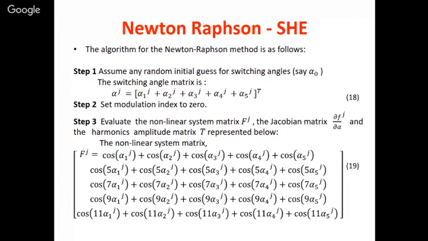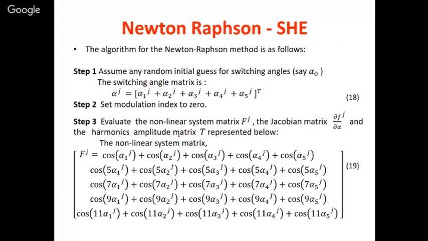One of the disadvantages of this Newton-Raphson method is that if the initial guess is not very close to your answer, it will take a very long time and sometimes give a wrong answer also. That is a disadvantage. That's why you go for optimization-based techniques. Then after that, this is the procedure, the algorithm according to the Newton-Raphson method.